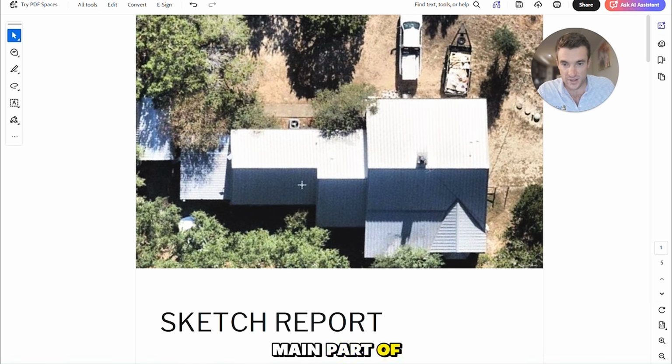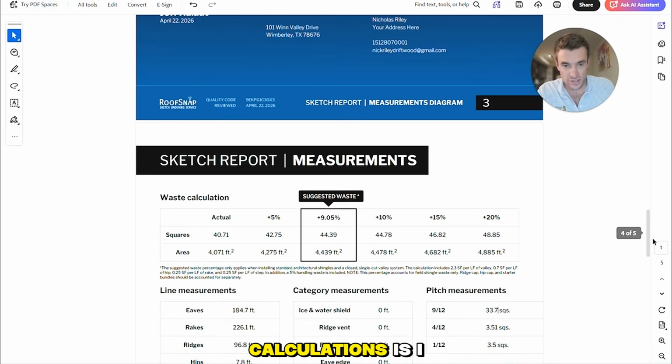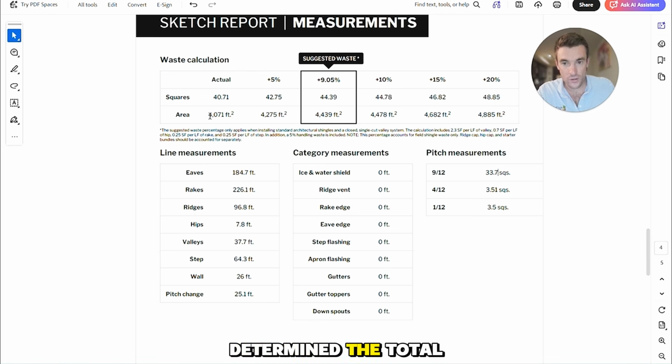So this is a roof at a high level. This is the main part of the house, right here and here. And then for these two sections right here, our customer did not want to replace them since they're over the garage and the car shed. It doesn't make sense to pay for an expensive metal roof over those. So what I did in my calculations is I determined the total size of the roof that we need to replace.